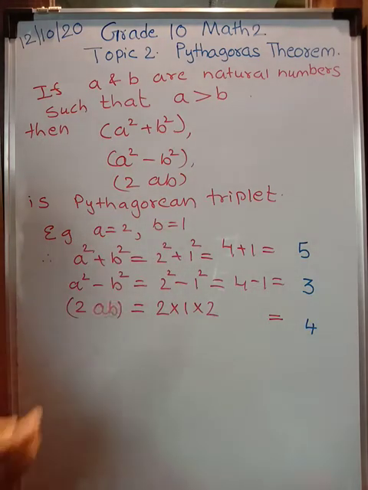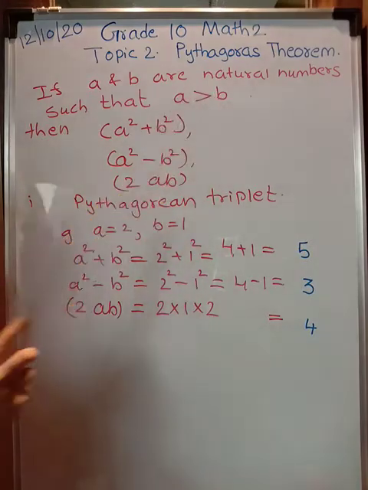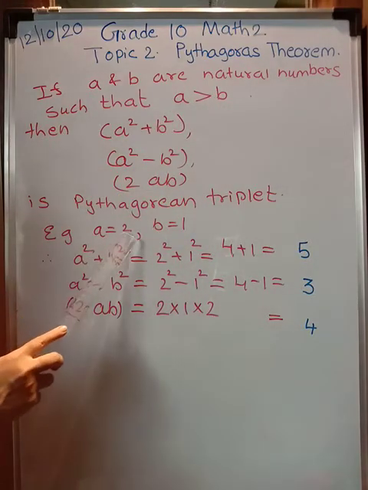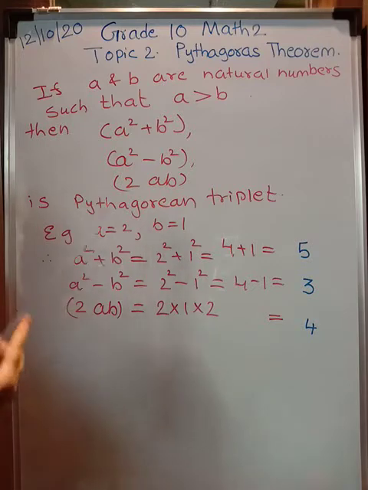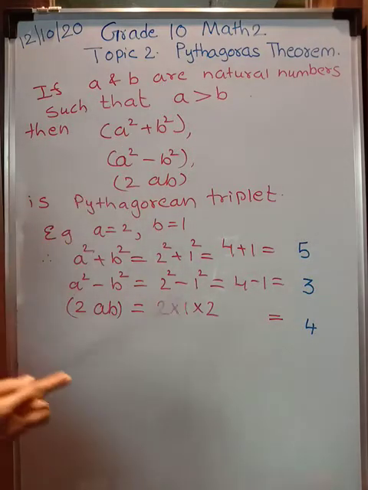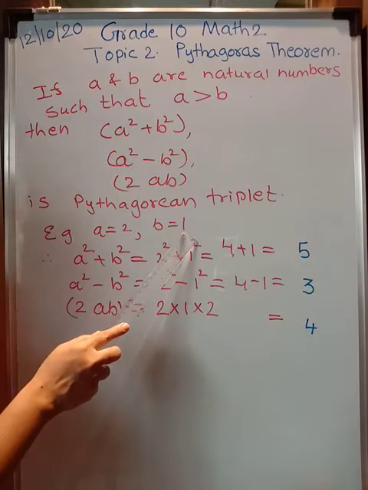What is the condition? A should always be greater than B. So, I have taken A as 2 and B as 1. You can give any values of your choice, put them into this and find out the triplets. If I take A as 2 and B as 1, see, substitute.